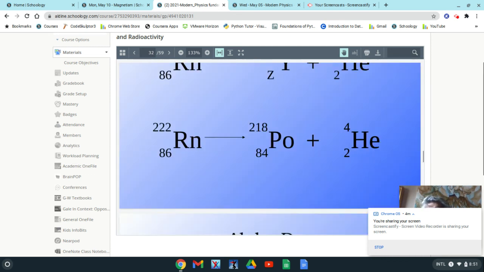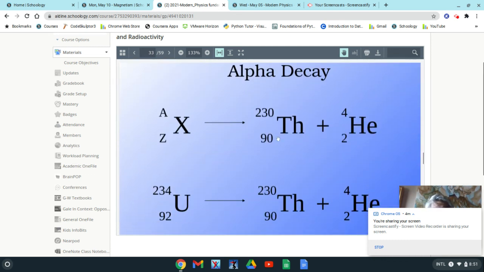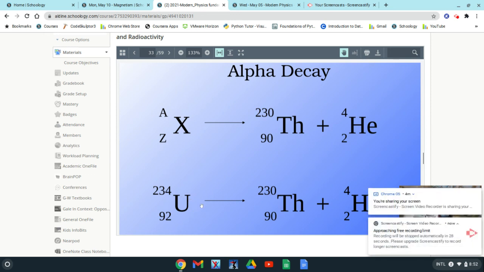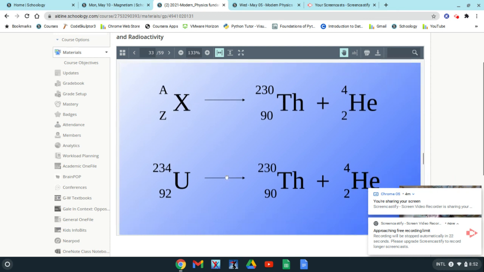Okay, some more examples for you to look at. Same thing happening. Some element here is becoming thorium and helium. Well, what do you think that element must be? These two must add up to 234, and these two must add up to 92. Well, 234 over 92, look at the periodic table, and hey, that must have been uranium. And that's how you can figure out what X was, the unknown particle.